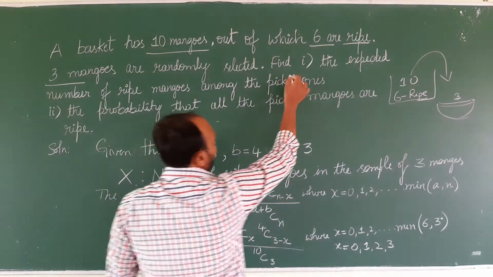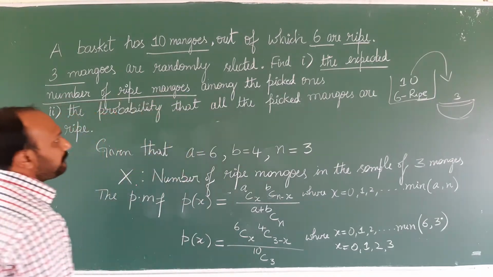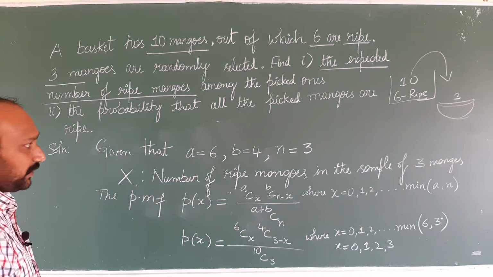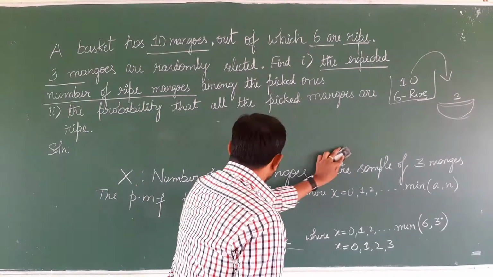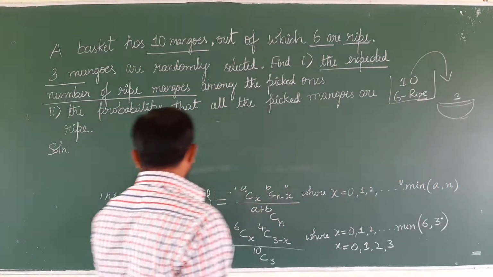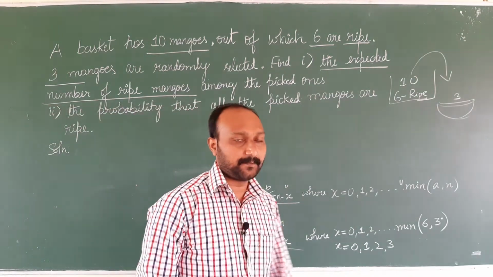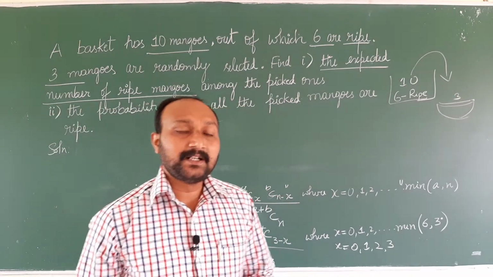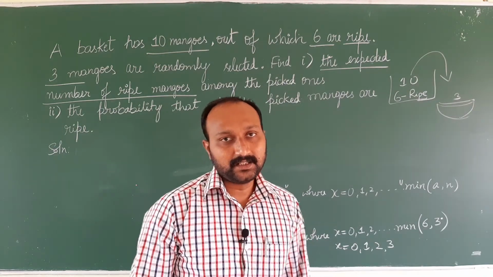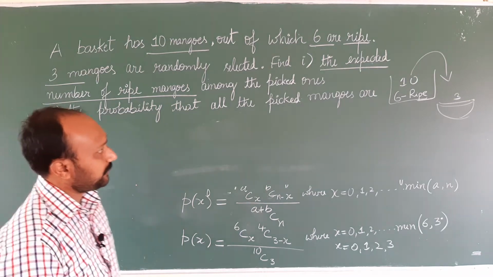What is the first question? Find the expected number of ripened mangoes. We need to find the expected number. What does expected mean? If you have studied the first year chapter on expectation of a random variable, expectation is nothing but mean.